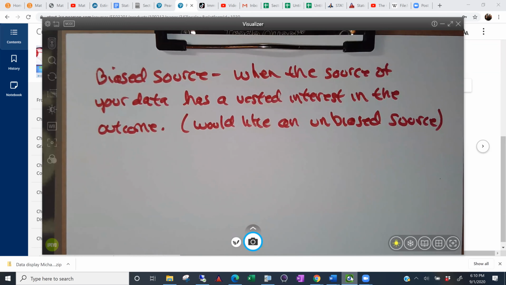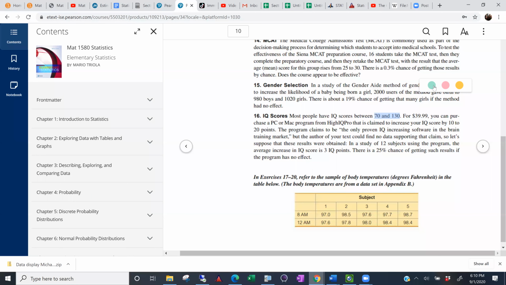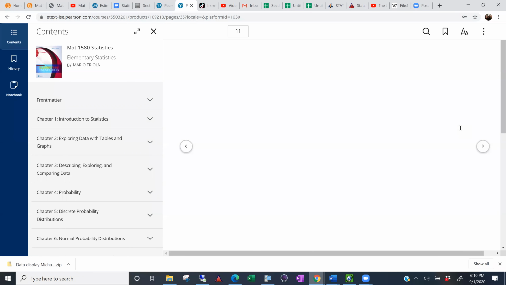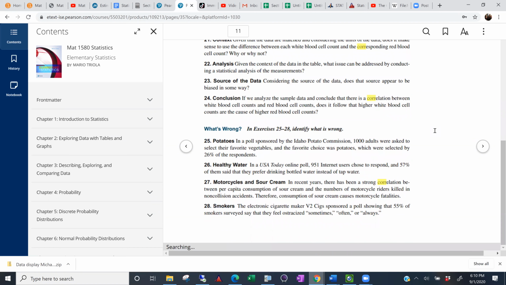So let's take a look at a couple examples again in the book. Let me get over to page 11 here. So we're going to look at problems 25 and 28. So here's problem 25. In a poll sponsored by the Idaho Potato Commission, 1,000 adults were asked to select their favorite vegetables. And the favorite choice was potatoes, which were selected by 26% of the respondents.